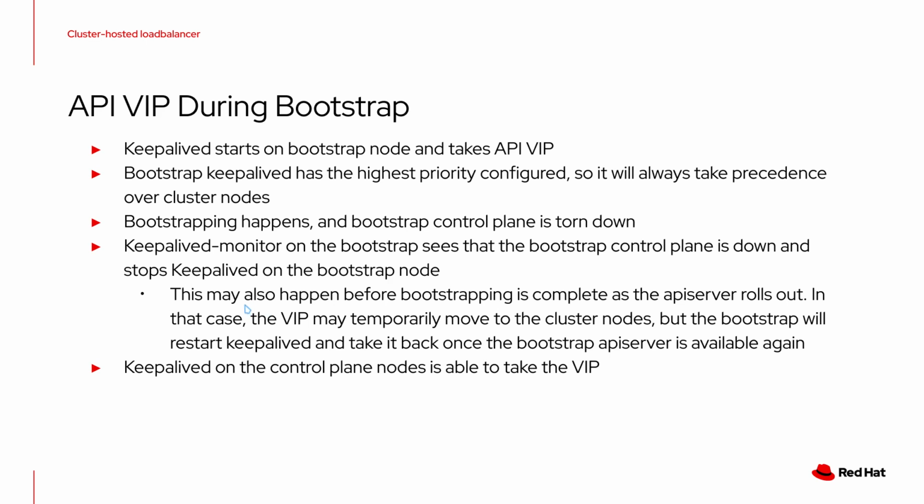It is worth noting that sometimes the bootstrap keepalived will stop before bootstrapping is complete, and that's because the API server will bounce up and down a little bit during bootstrapping. What will happen in that case is that once the API server comes back up on the bootstrap node, keepalived will also be restarted, and then it will take the VIP back because, again, it has the higher priority. Okay, and we already covered all of that.